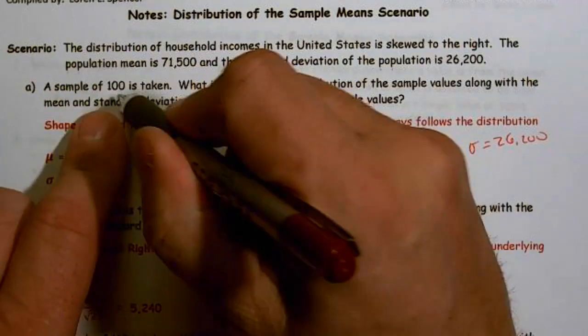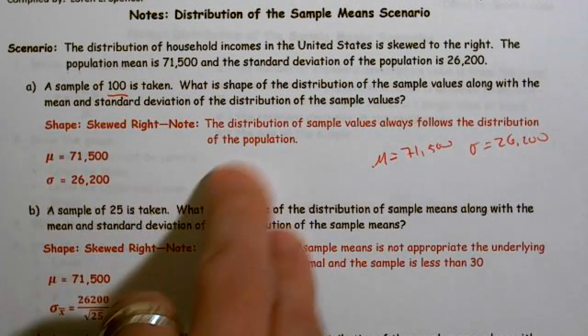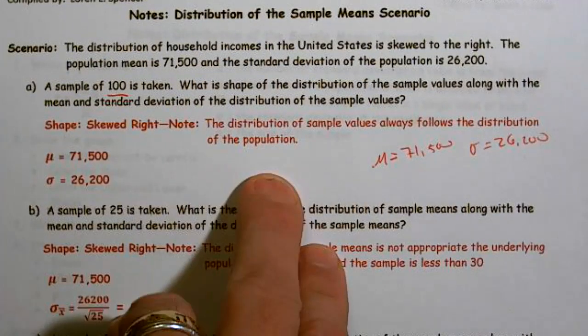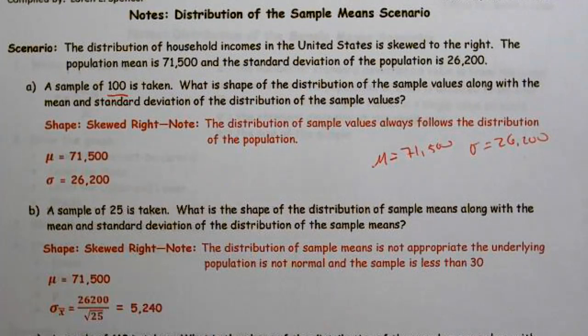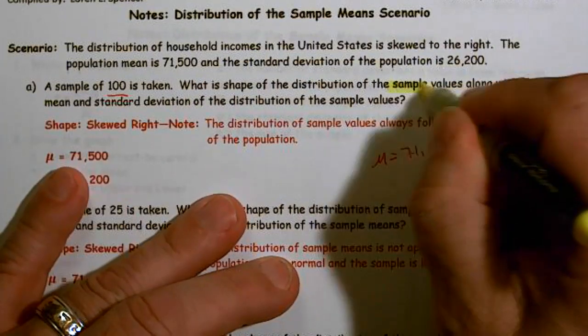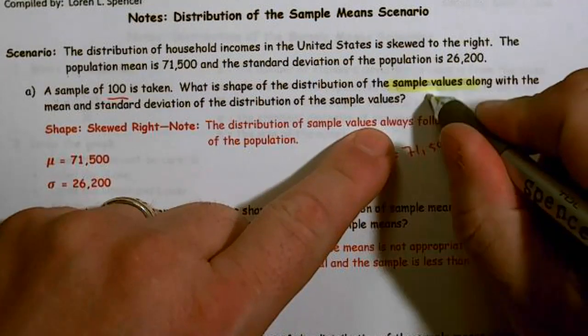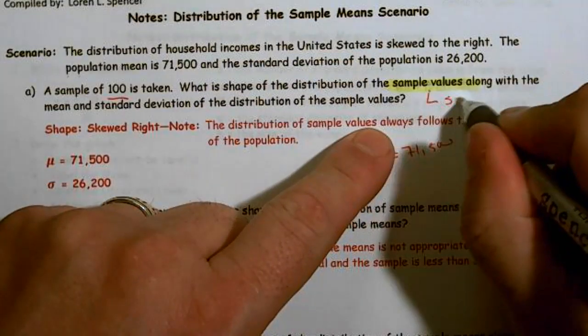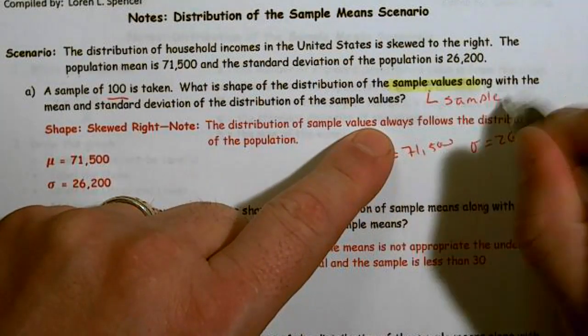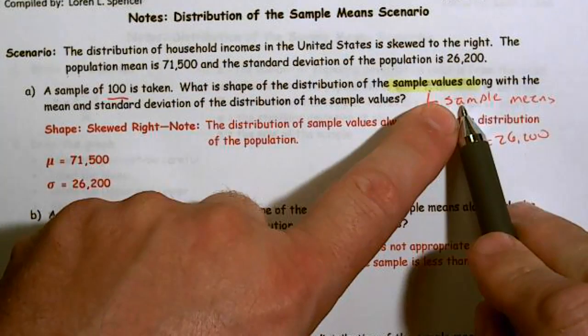So I've taken a large sample. My sample size is greater than 30. What is the shape of the distribution of these sample values along with the mean and standard deviation of the distribution of the sample values? Now we got to be careful. They said the distribution of the sample values. They did not say the distribution of the sample means. That's the difference. They said sample values as opposed to sample means.